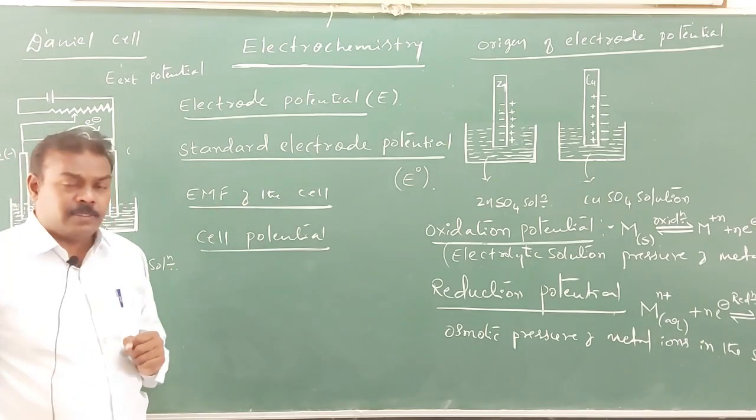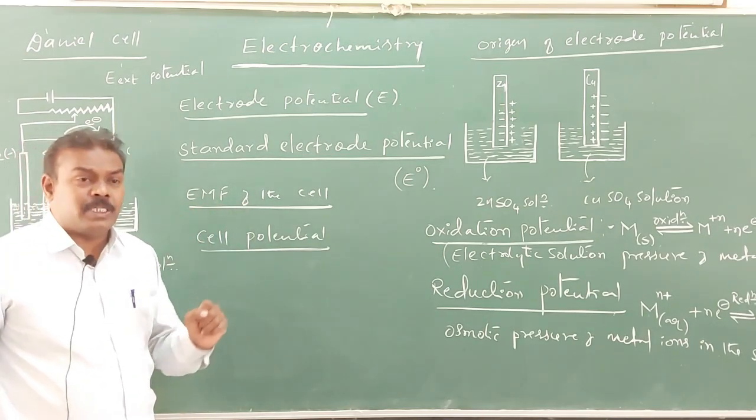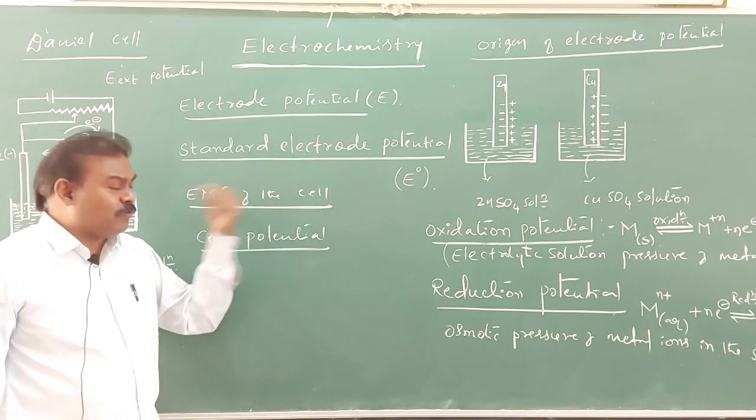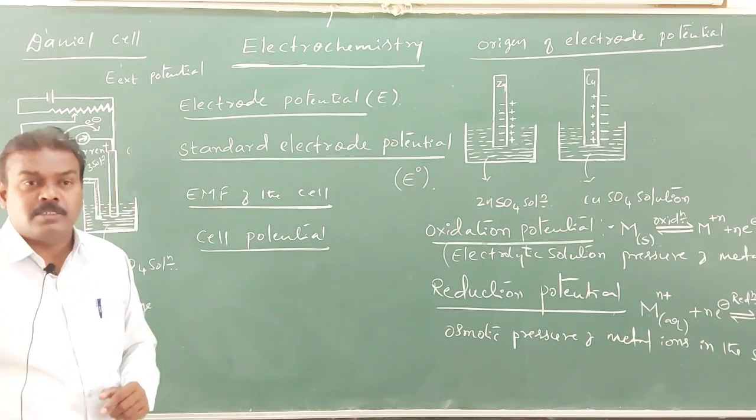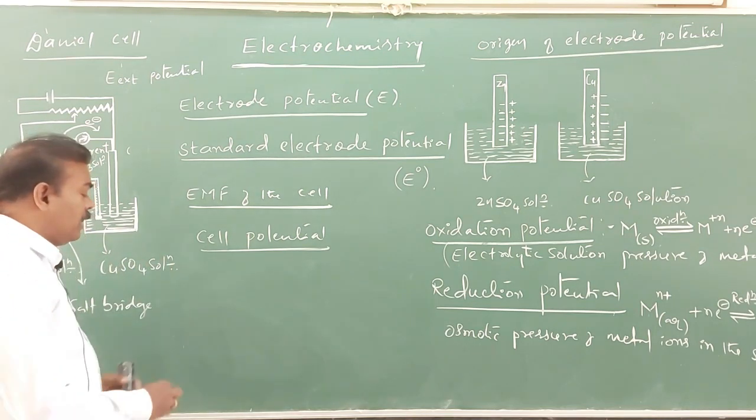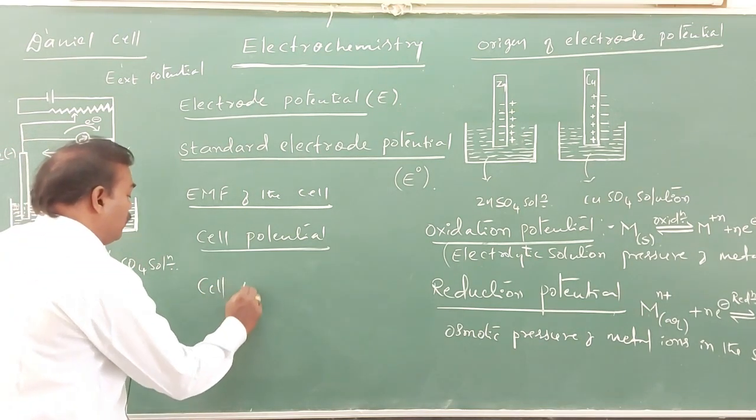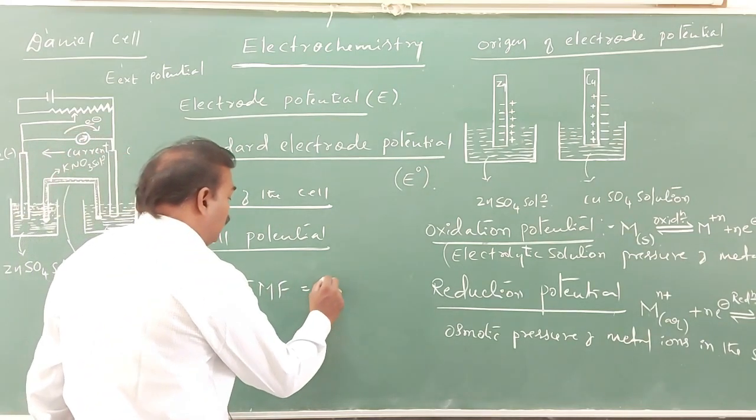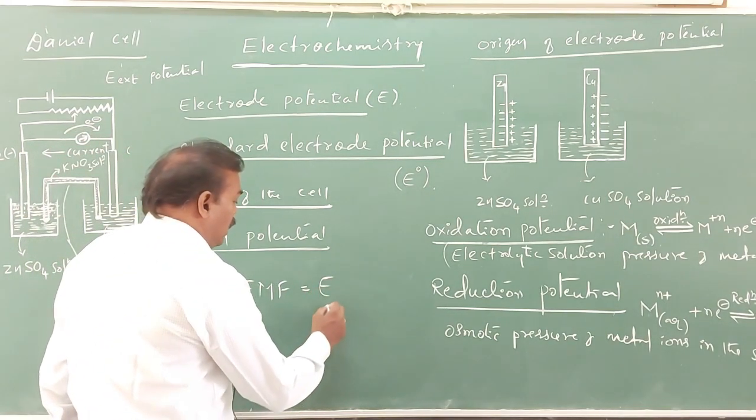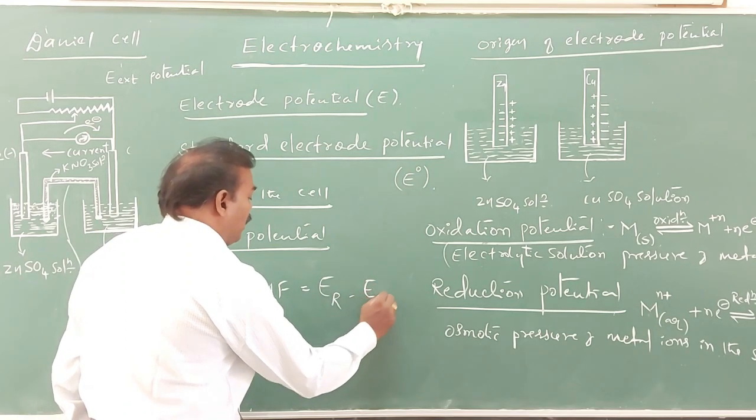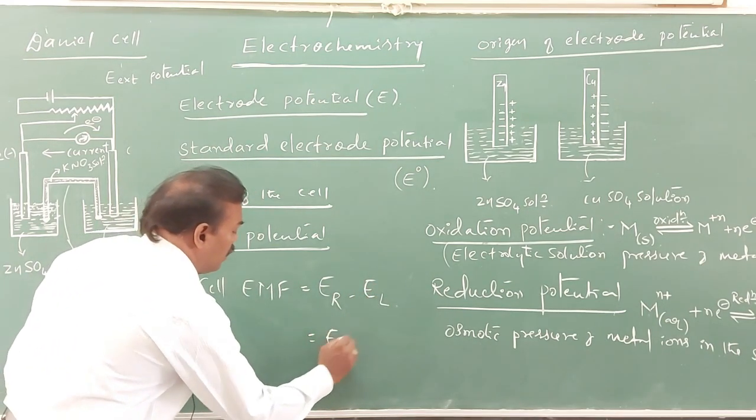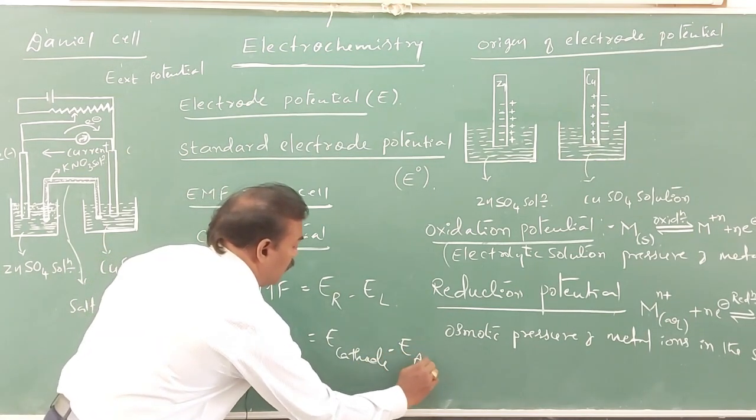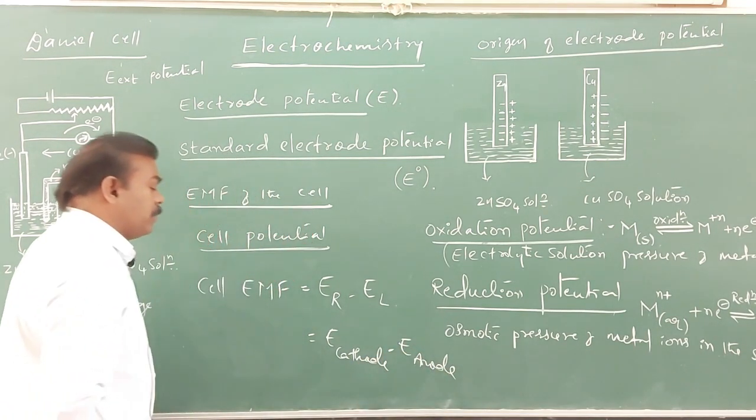Then what is the EMF of the cell? It is also the same. The potential difference between the two electrodes in the galvanic cell is known as the electromotive force or EMF of the cell. How to find the cell EMF? EMF of the cell is equal to ER minus EL, meaning E cathode minus E anode.